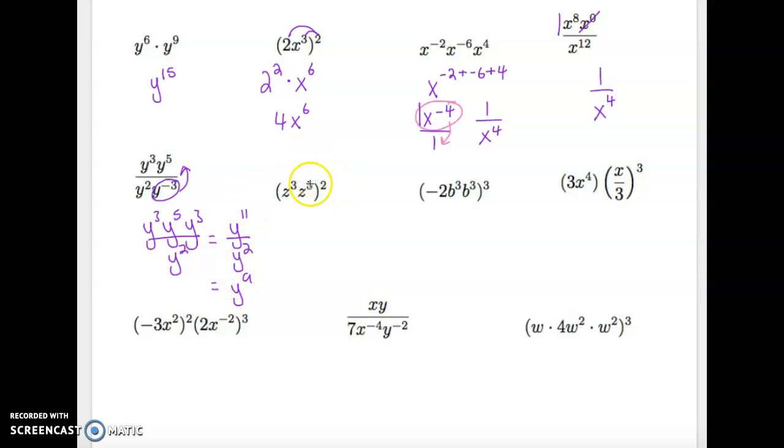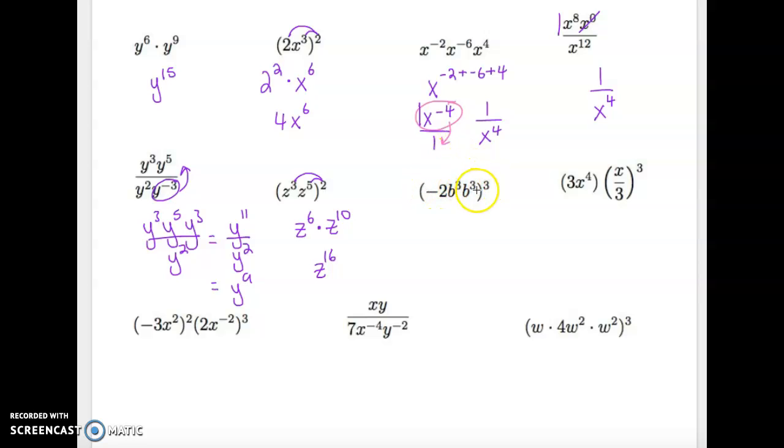In this one, can I distribute that exponent? Absolutely. I don't have any addition or subtraction going on. So when I distribute that exponent, I have an exponential expression to another exponent. I got a power to a power, so I'll go ahead and multiply those exponents together. So I'll have z to the 3 times 2, which would be 6, times z to the 5 times 2, which would be 10. So z to the 6 times z to the 10th. And when you multiply expressions that have the same base, you add their exponents, so we'd end up with z to the 16th.